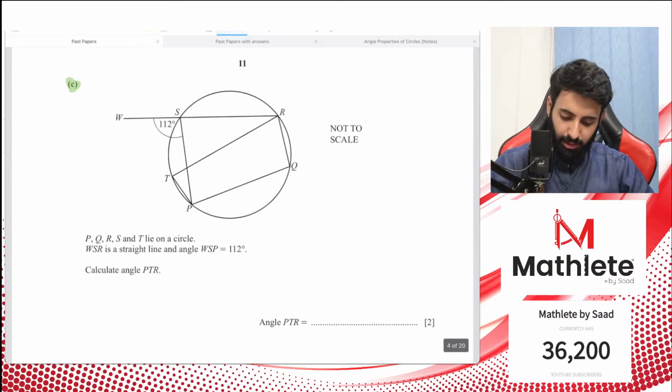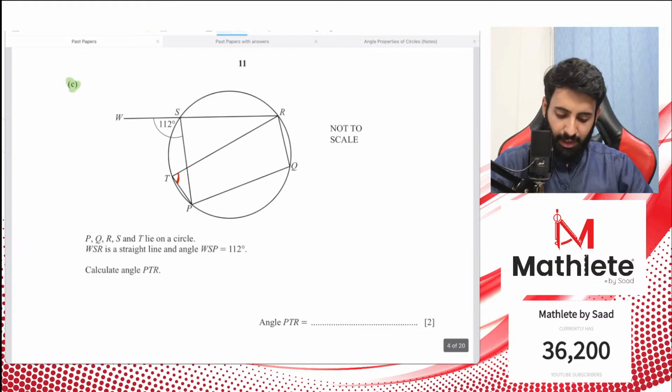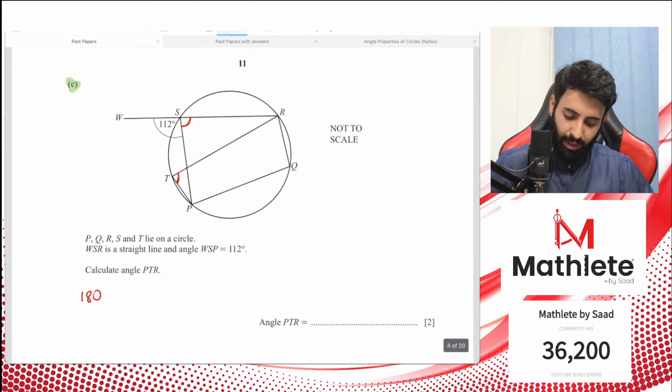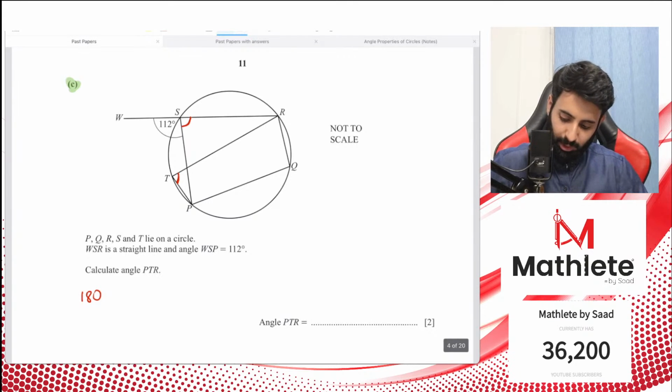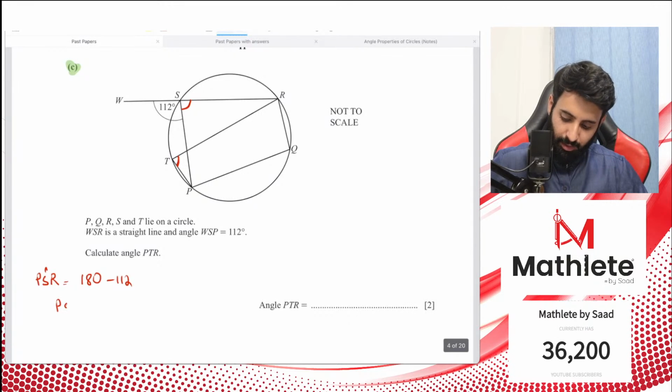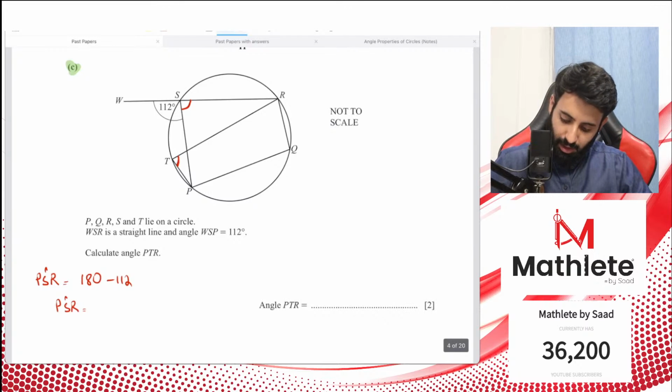Calculate angle PTR. So it's a good idea to start by marking the angle that you're supposed to find. Now, there's no way to find out this angle directly, but there's something I can do which will help me find out the value of this angle. If I can somehow find out angle PSR, that's going to be 180 minus 112. So angle PSR is equal to 180 minus 112, that's 68 degrees.